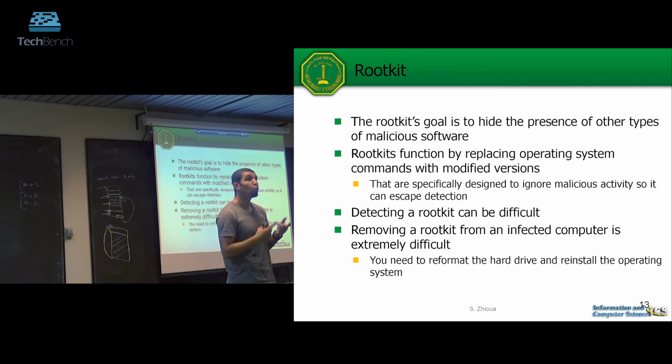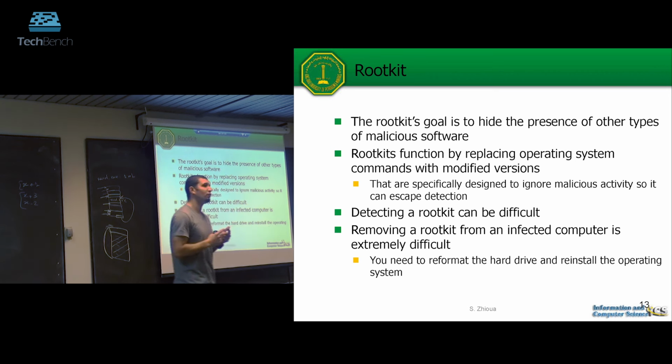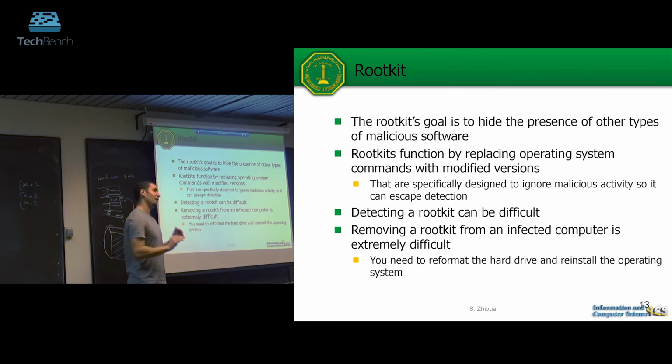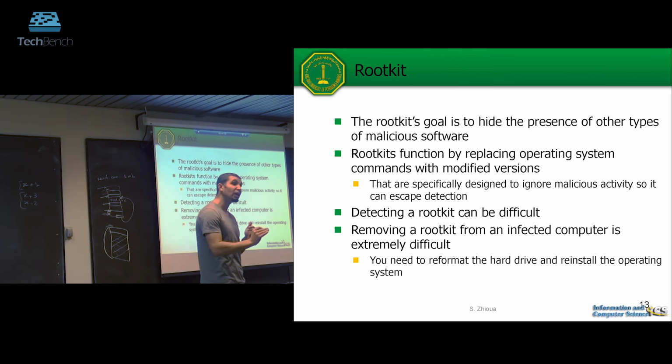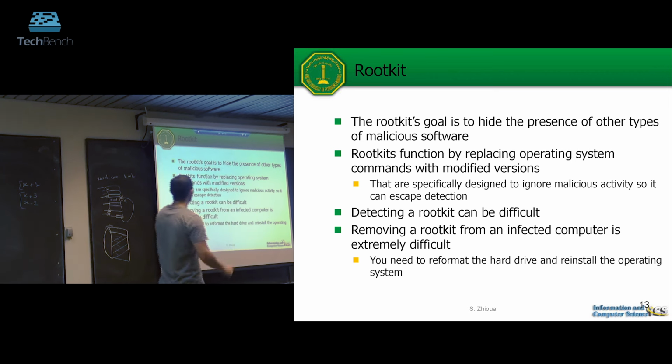But what is difficult? What is the challenging part? Bypassing security products, hiding from the operating system, this is the difficult part. And this is done by this utility, a rootkit. The rootkit is just in charge of that, and it does it in the right way. So the rootkit's goal is to hide the presence of other types of malicious software.